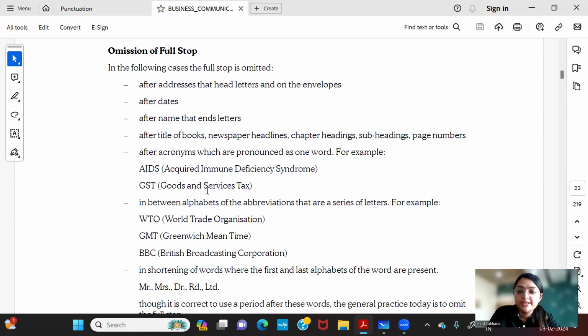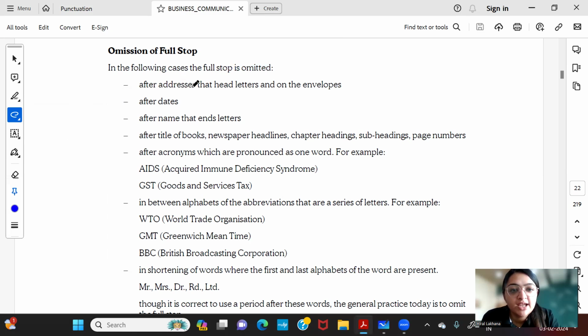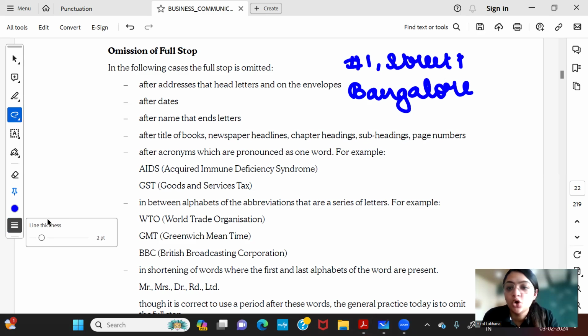Yes. So even though these might be the end of sentences, full stops will not be used in all of these cases. If you could see, after addresses on letters or on the envelope. So if we are taking, say, for example, any particular address. Number 1, Street 1, Bangalore. So if you could see here, even though this is the end of an address, the full stop is not used here, even though this is the end of the sentence. So there are many cases like this in which the full stop will be omitted.